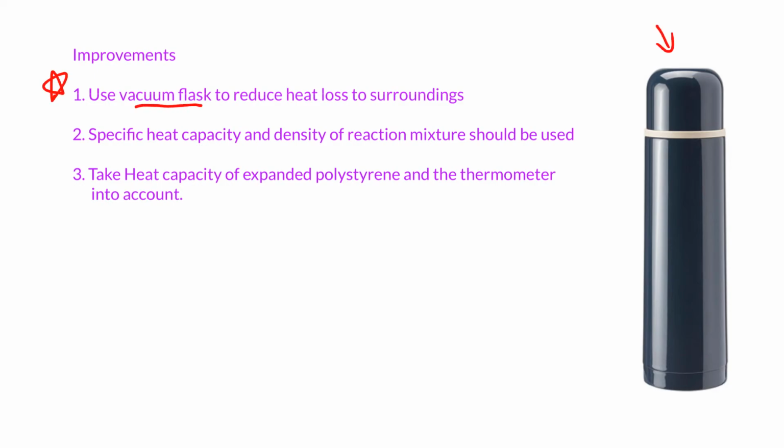So you can see this one. A vacuum flask can help us to reduce heat loss to the surroundings. We can also consider the specific heat capacity and density of the reaction mixture, and also take into account the expanded polystyrene and the thermometer. So that's what we can do to increase the accuracy of the calculation.